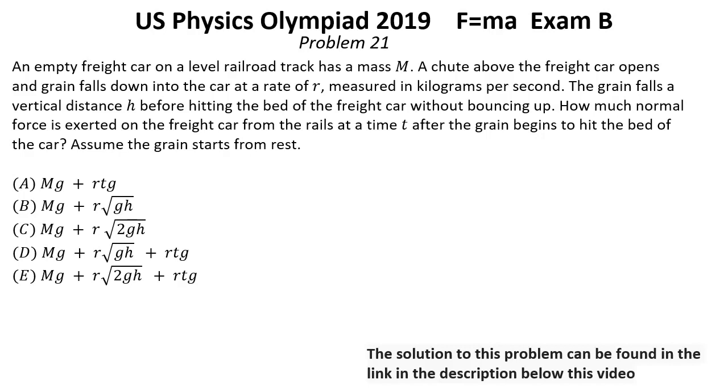Problem 21. An empty freight car on a level railroad track has a mass big M. A chute above the freight car opens and the grain falls down into the cart at a rate of r, measured in kilograms per second. The grain falls a vertical distance h before hitting the bed of the freight car without bouncing up. How much normal force is exerted on the freight car from the rails at a time t after the grain begins to hit the bed of the car? Assume the grain starts from rest.